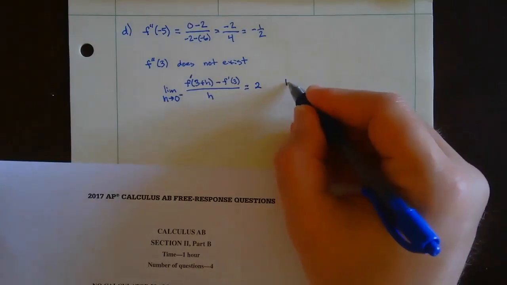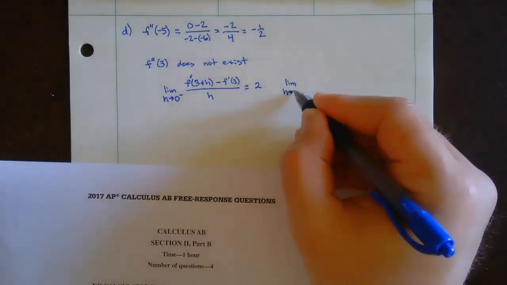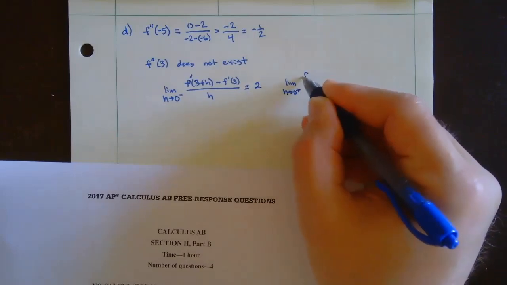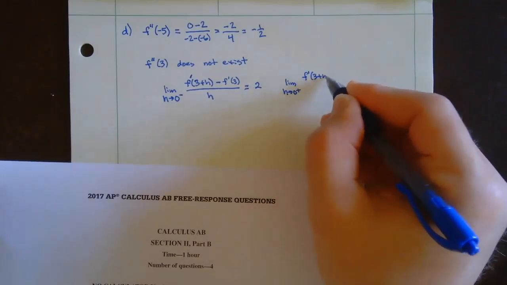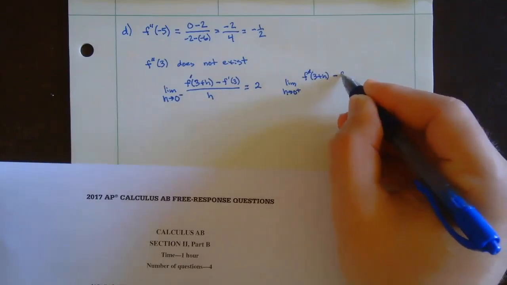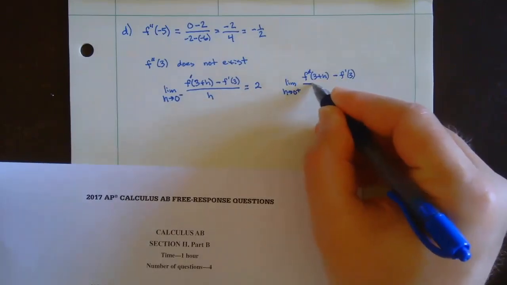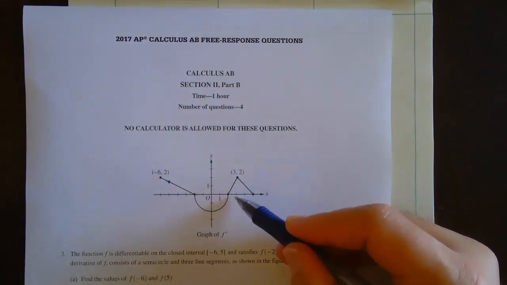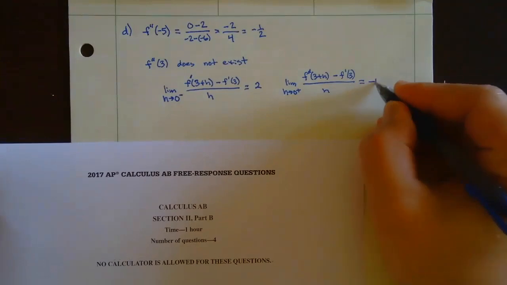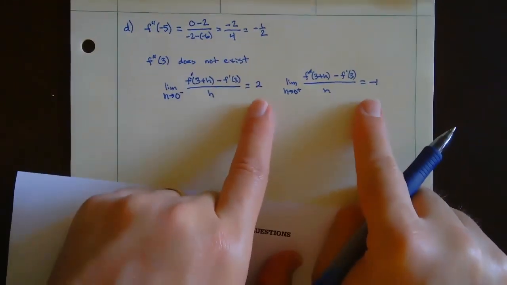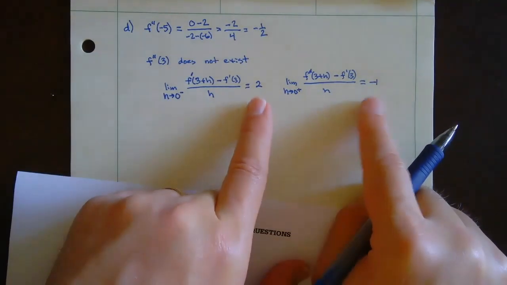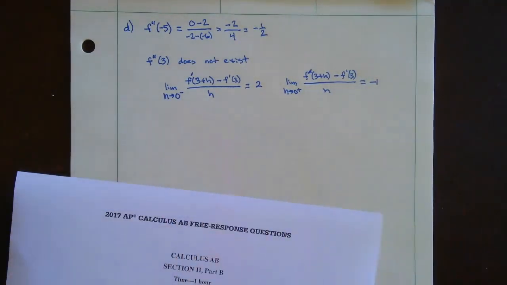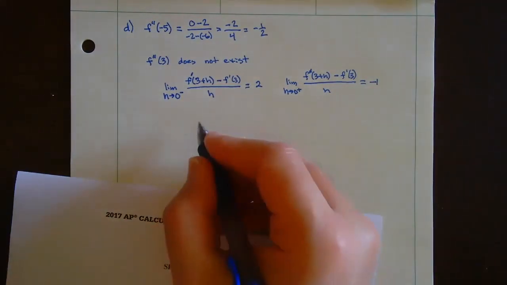And then we could also say the limit as h approaches 0 from the right of f prime of 3 plus h minus f prime of 3 over h. And that would be the slope for this one. So this one is going to be negative, and we're going to go down 2 and right 2. So that'd be a slope of -1. So these one-sided limits differ, and that's why f triple prime of 3 does not exist, because the limit as h approaches 0 doesn't exist.